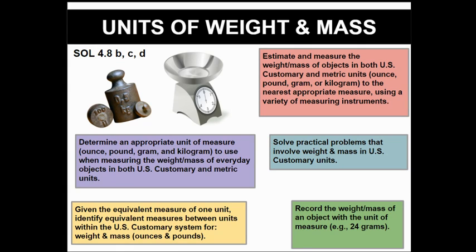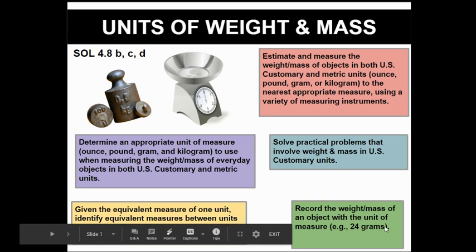Determine an appropriate unit of measure, ounce, pound, gram, and kilogram, to use when measuring the weight or mass of everyday objects. Given the equivalent measure of one unit, identify equivalent measures between units, so converting between ounces and pounds. You'll have to know how to convert between ounces and pounds. And then record the weight of an object with the unit. Make sure you label your units anytime you're using any kind of measurement. You want to label your units, so 24 grams.